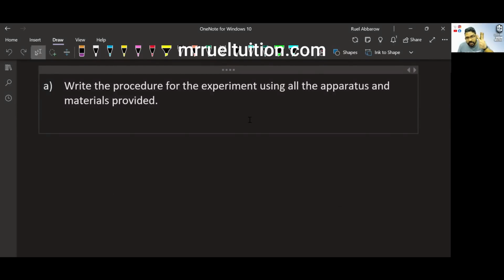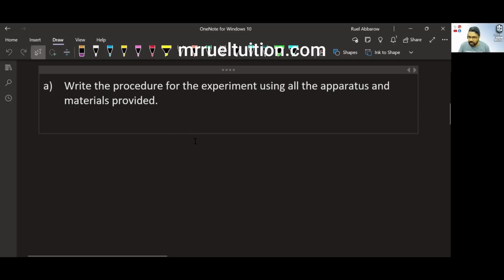When you write a procedure, there are usually two formats. One is only according to methods of handling variables and the precautionary steps. In chemistry, that's not so common. In chemistry, the more common procedure would be the full procedure. That means here they didn't say your procedure should include methods of handling variables and precautionary steps. We don't have that here. So you give the full procedure.